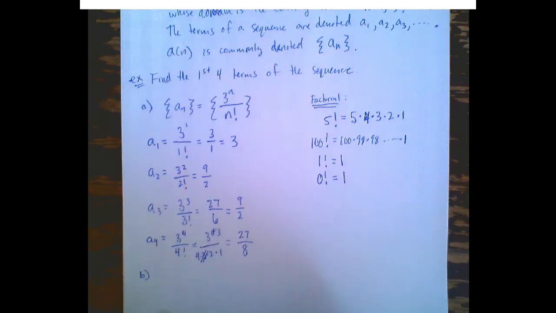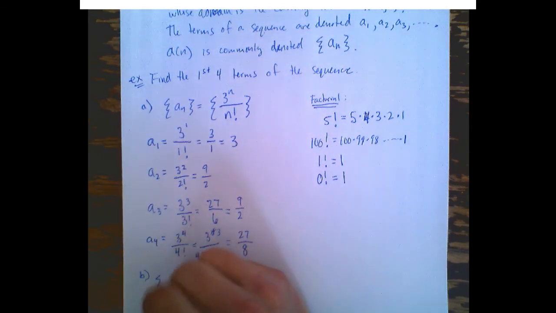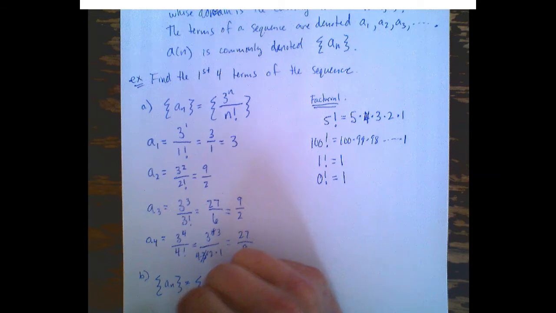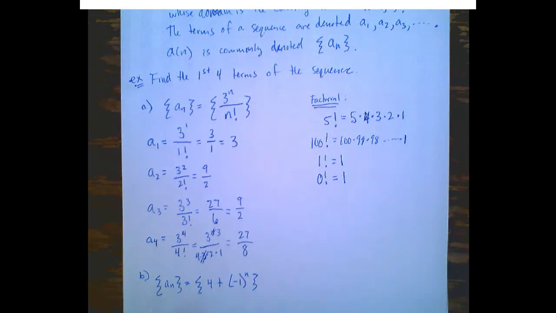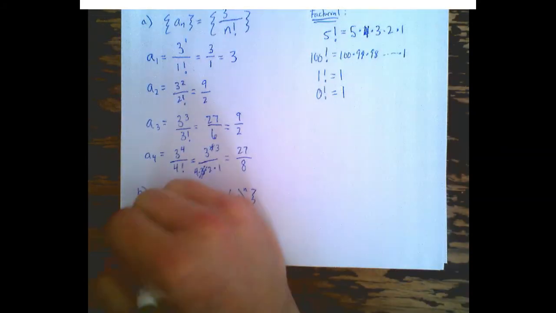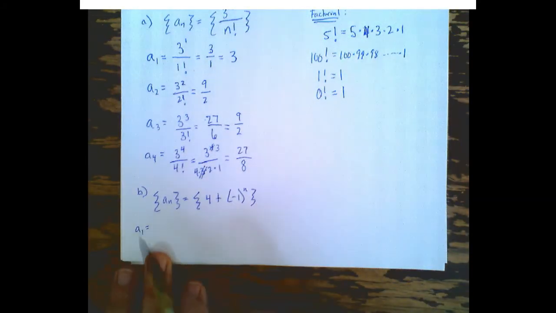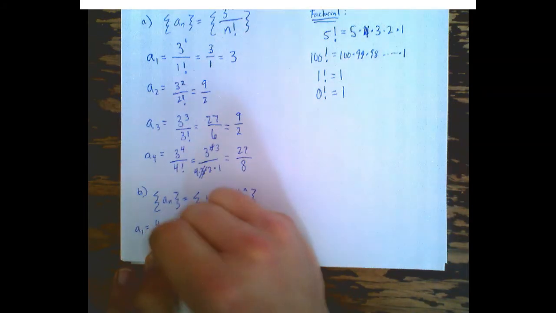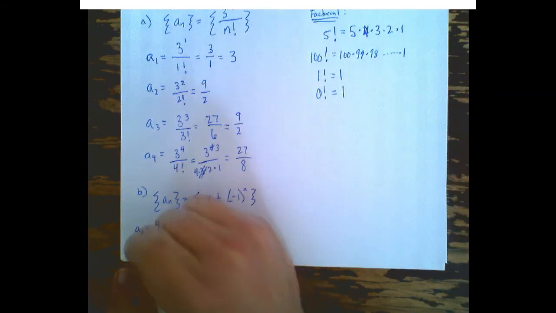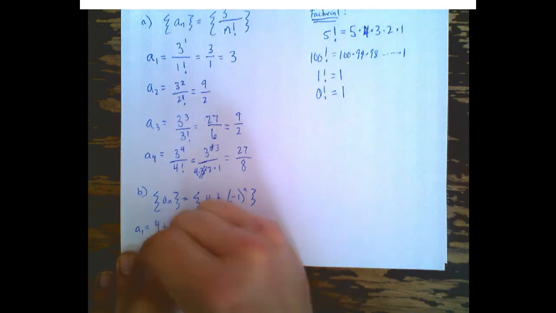B, let's find the first 4 for this one. A sub n equals 4 plus negative 1 to the n. So what would A1 be? A1, just substitute in 1 for your n here. So that would be 4 plus negative 1 to the first, or 3.